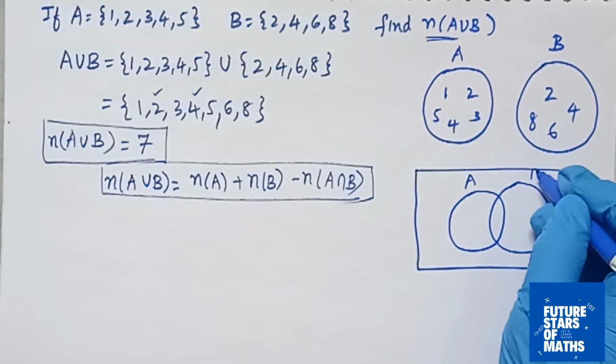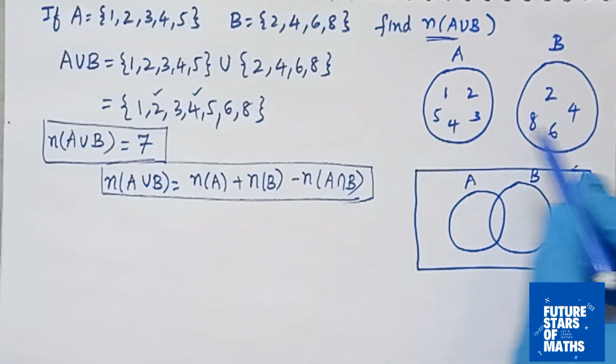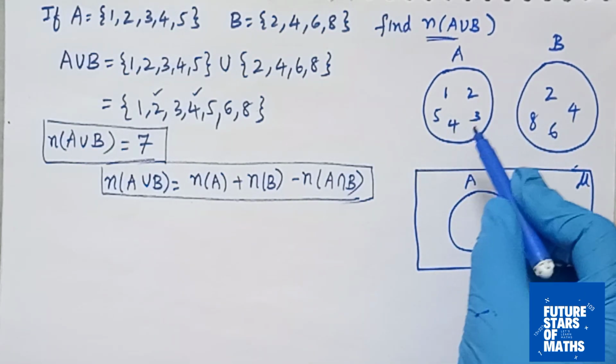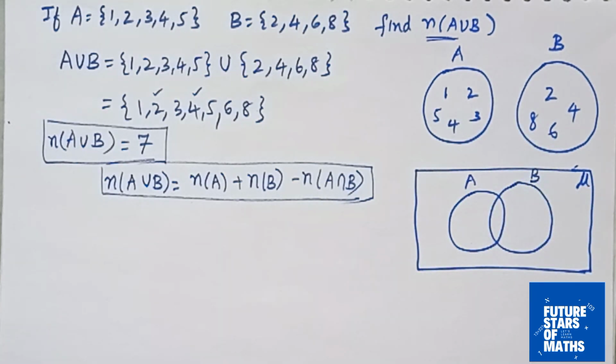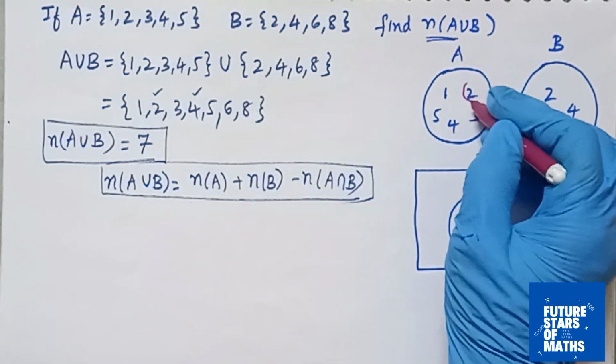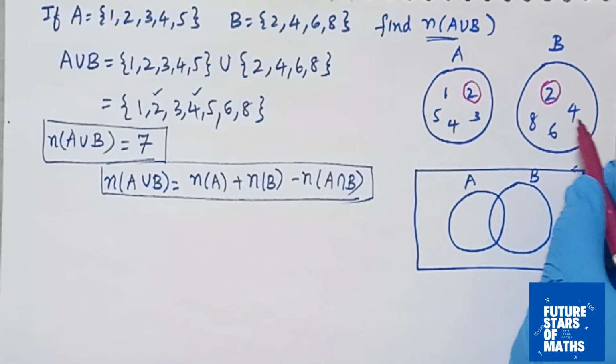Why are we doing so? Now you can check in A and B, a few elements will be similar. Same elements will be there. So in these two sets, what are the elements which are the same? Can you pick them out? Here we are having 2. Here also we are having 2. 1 we don't have here.